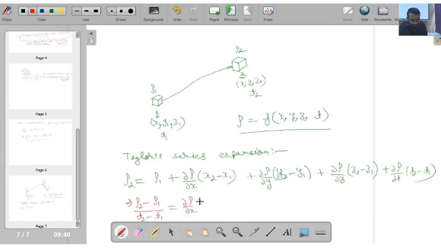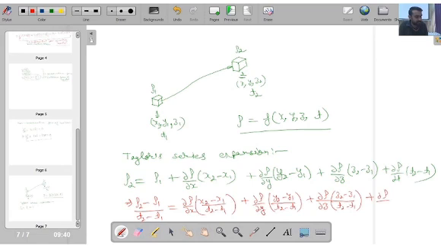So this will become del rho by del x into x2 minus x1 by t2 minus t1 plus del rho by del y into y2 minus y1 by t2 minus t1 plus del rho by del z into z2 minus z1 by t2 minus t1 plus del rho by del t, okay.